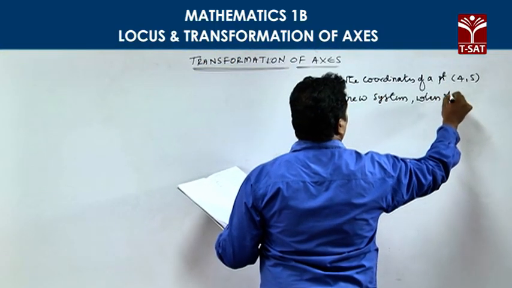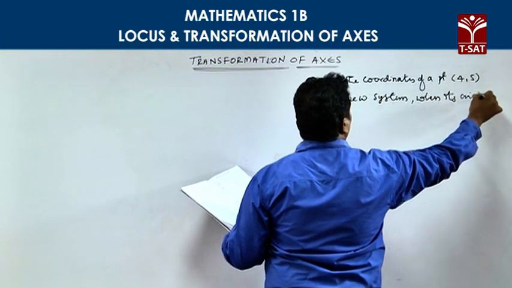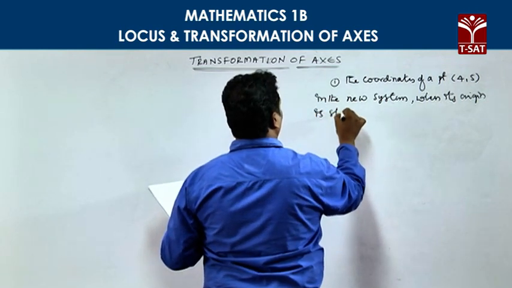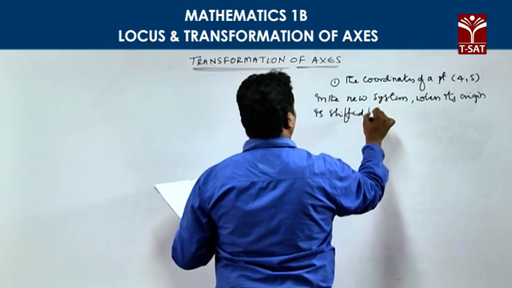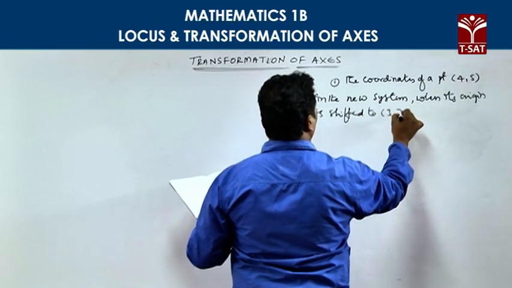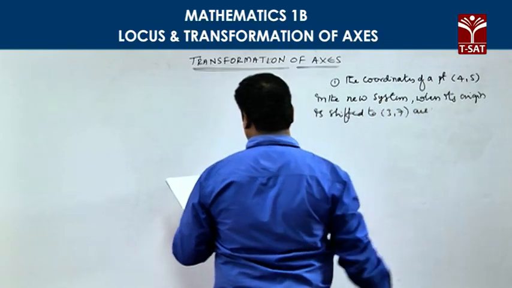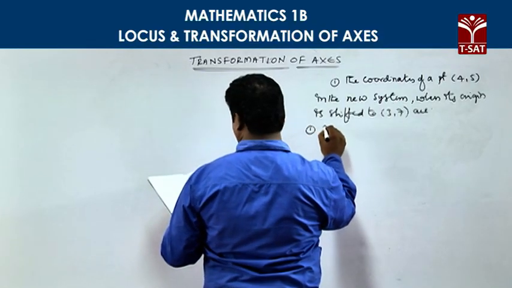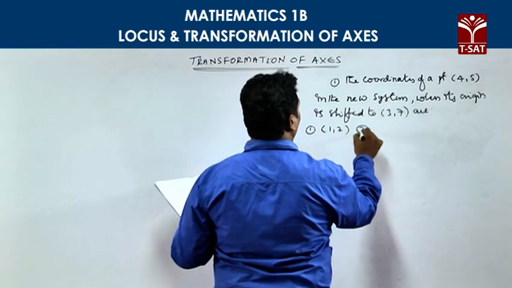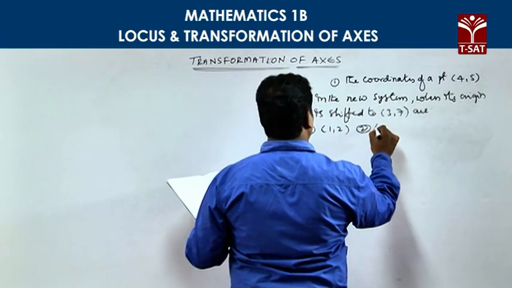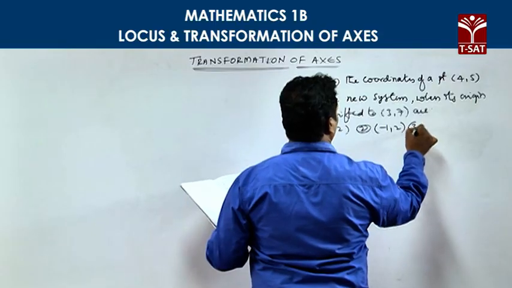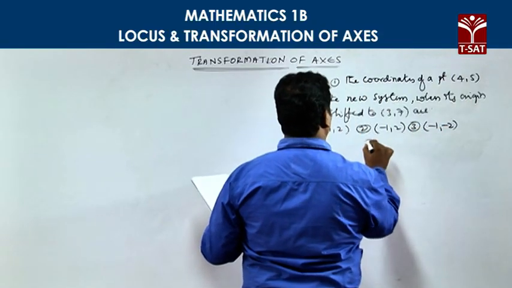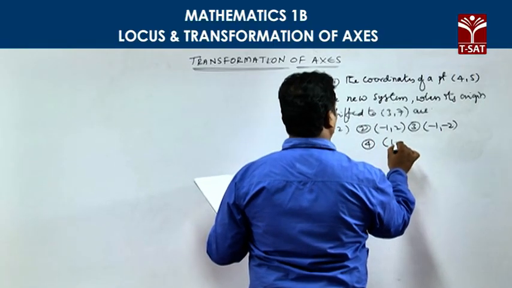First one, transformation of axes. The coordinates of a point (4, 5) in the new system when its origin is shifted to (3, 7) are: option 1 is (1, 2), second is (-1, 2), third is (-1, -2), and fourth option is (1, -2).